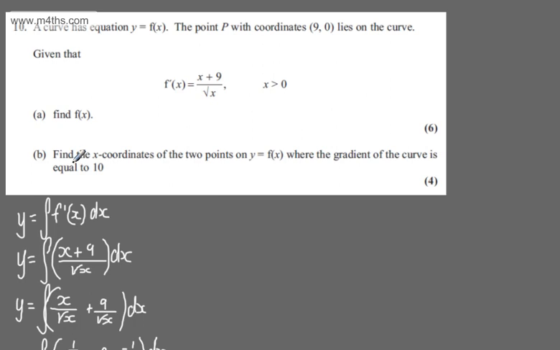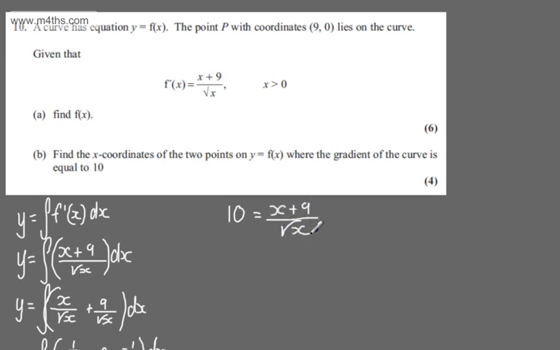In part B for 4 marks, we're asked to find the x-coordinates of the 2 points on y equals f of x where the gradient of the curve is equal to 10. f dash of x is the gradient function. So all we need to do is set now x plus 9 over root x equal to 10. So just jotting this down, this is what we have.